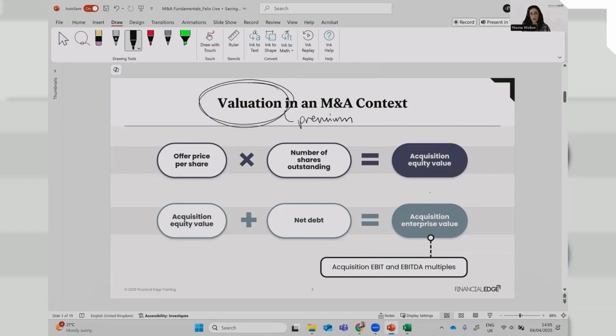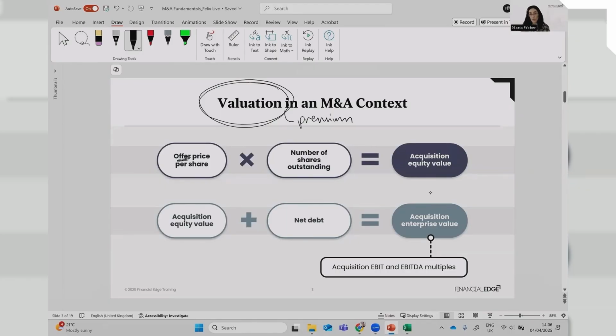I'm not just buying a little minority stake, so I'm not doing a standalone traded valuation. I'm looking at acquiring control, so we pay a premium. If this is a listed company that we are buying, we can't just pay whatever the share price is currently trading at. We need to pay a premium to that, and the price we pay is called the offer price per share. We multiply that by the number of shares that we are buying, like I said, more than 50%. Very often we buy all of the shares, and that gives us the acquisition equity value.